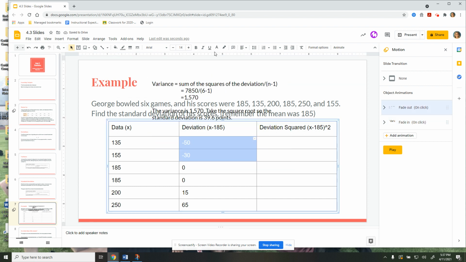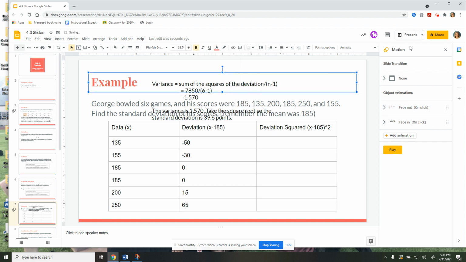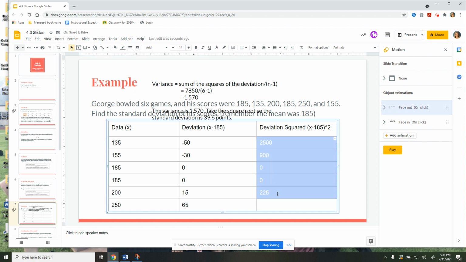All right, and there's those ones. So they were there all along. Bam. Okay, so there's that one. And then I'm gonna do the same thing with over here. So we're just squaring this value. So negative 50 squared, that's 2,500.